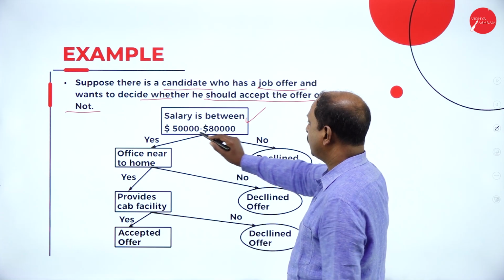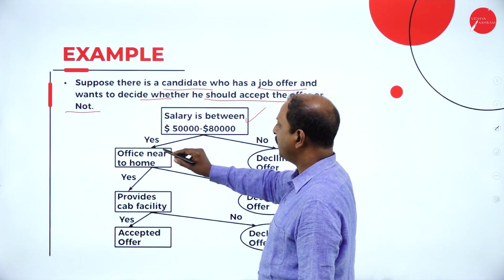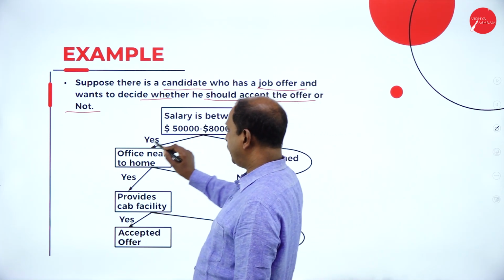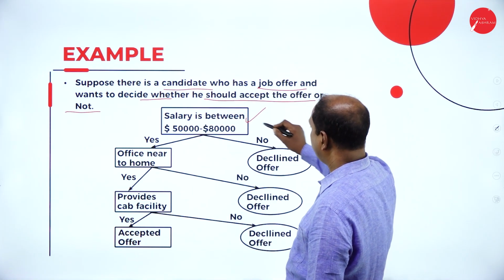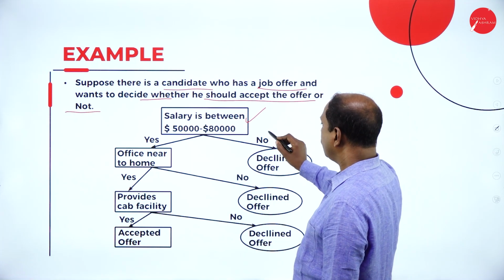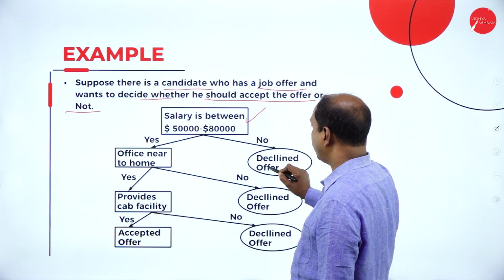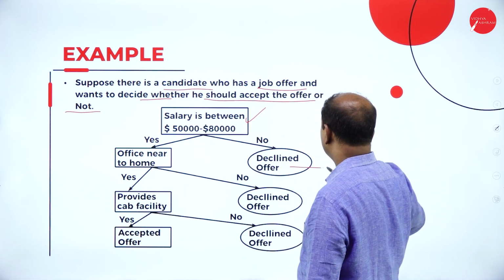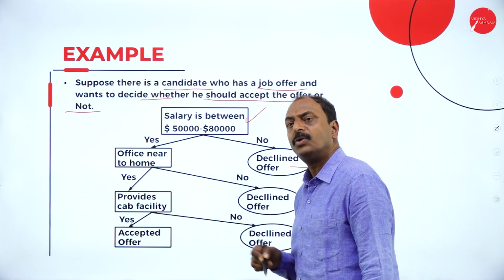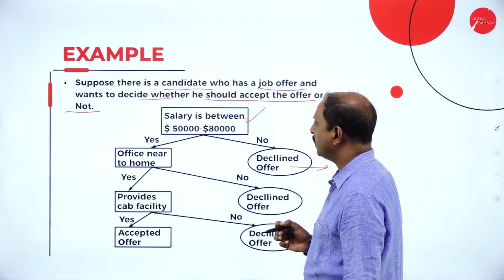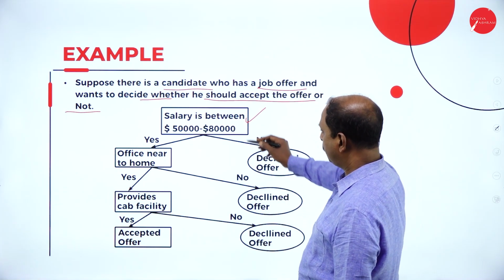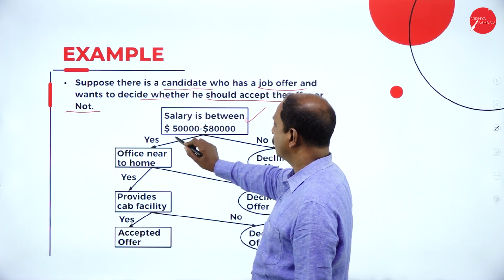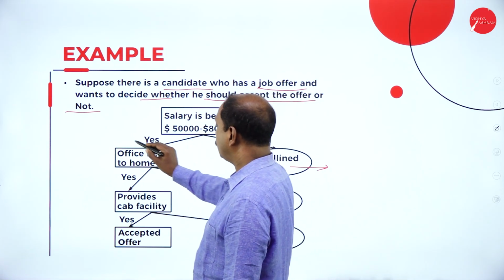Suppose again there are two possible answers for him. Either he can say yes or he can say no. If the condition is not satisfied, meaning the candidate is not happy with this, he has to decline the offer. It means he doesn't want to get into this particular position or job. And if he is willing to continue with the same condition, then it is yes. Again, this is one more condition.